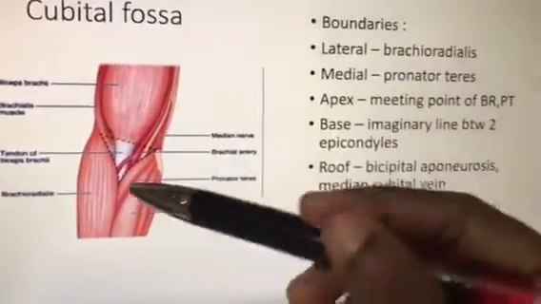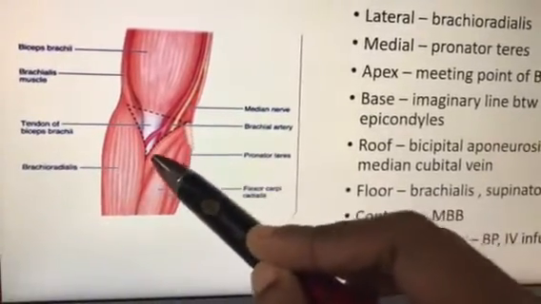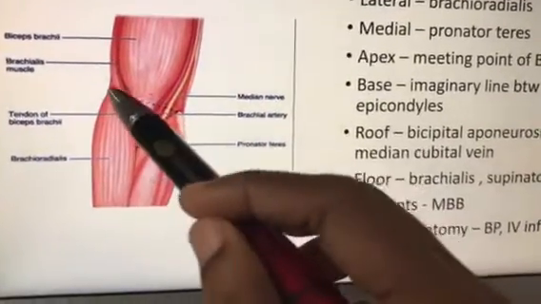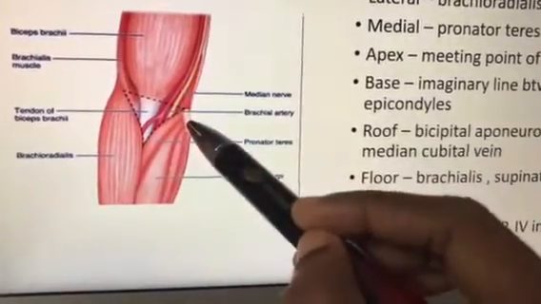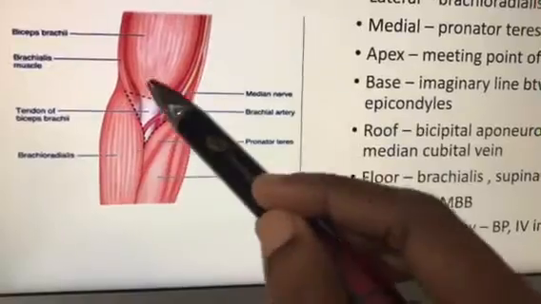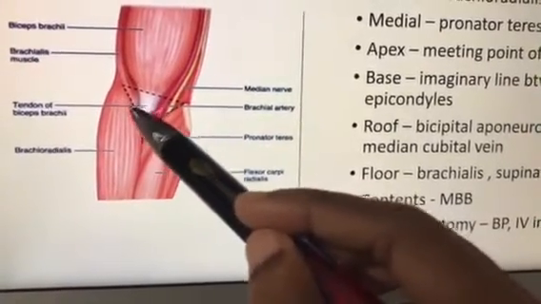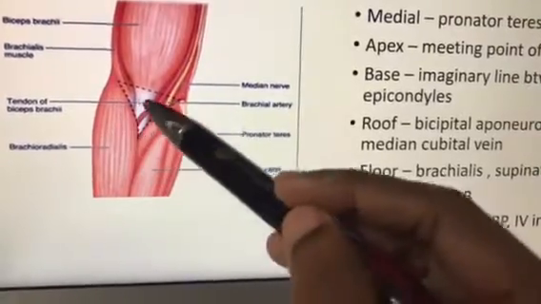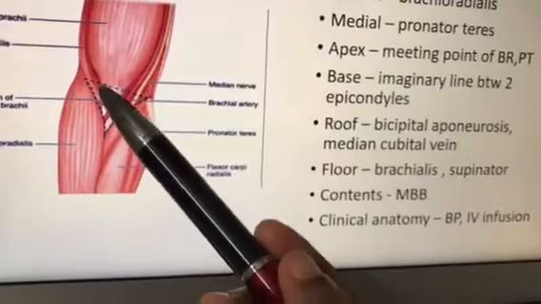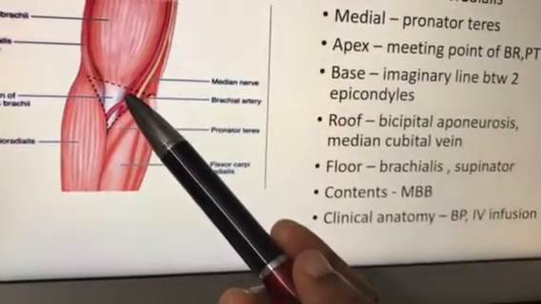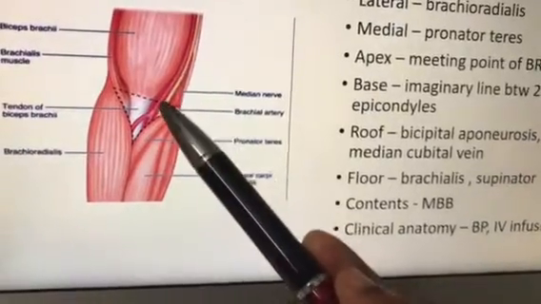And this is the cubital fossa. In the cubital fossa, the medial boundary is pronator teres and the lateral boundary is brachioradialis, and the base is formed by an imaginary line joining the two epicondyles, and the apex is the meeting point. In the roof you have to write one important, of course, skin, superficial fascia and bicipital aponeurosis, and one important vein, median cubital vein. So we expect the median cubital vein in the roof, and in the floor you need to write two muscles, one is brachialis, another one is supinator, right?